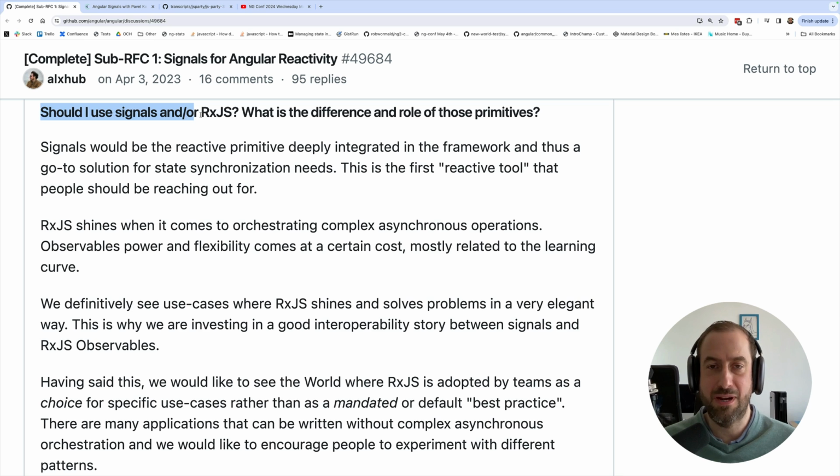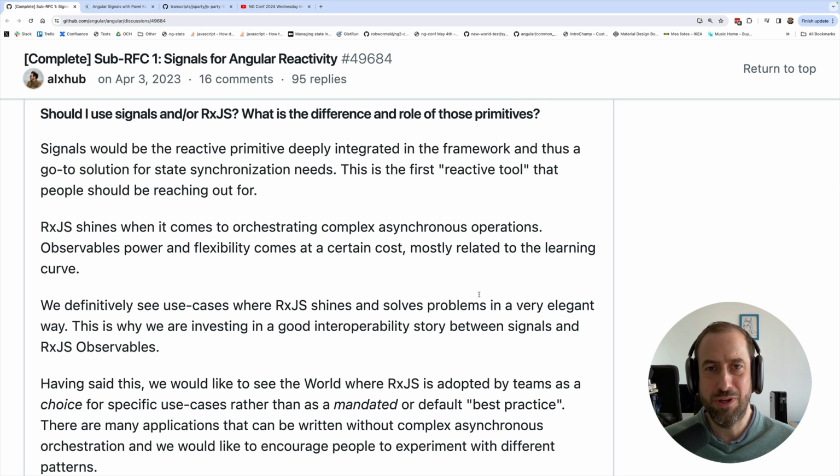The link to this RFC is in the comments together with all the other sources that I'm going to quote during this video. So, question: should I use signals and/or RxJS? What is the difference and role of those primitives? The answer here is going to give you some critical insight into the thinking of the Angular team about when RxJS is or is not a good fit for building your applications.